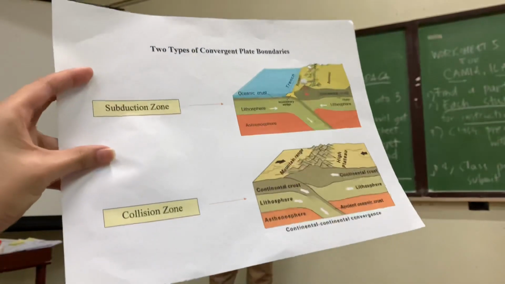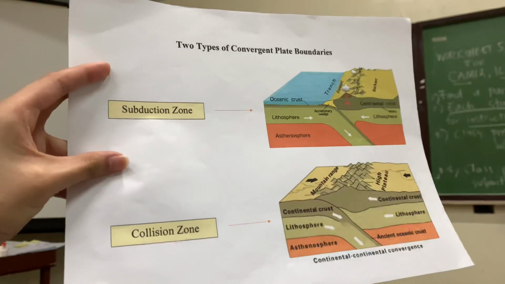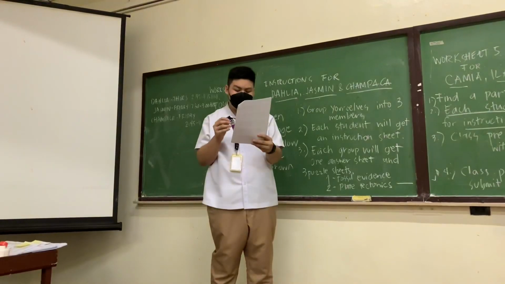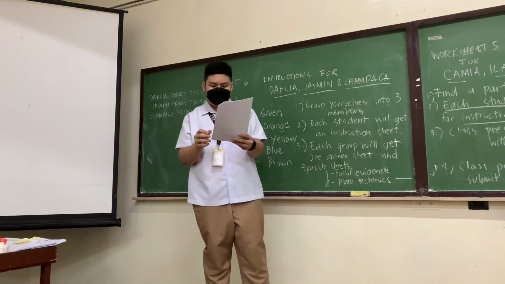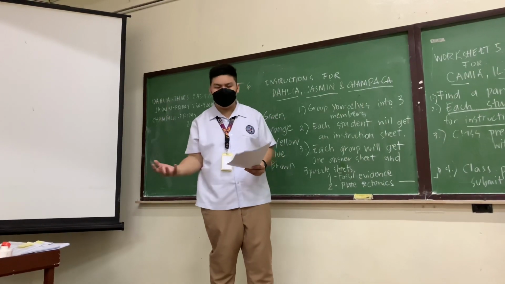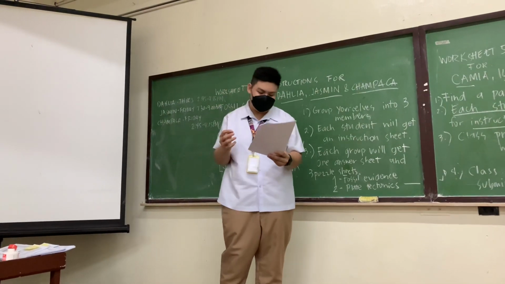Under convergent plate boundaries, there are also two types which we can refer to as the subduction zone and the collision zone. For now, we will most likely be focusing on the collision zone since it is the one that best explains the formation of mountain ranges such as the Zagros Mountains.